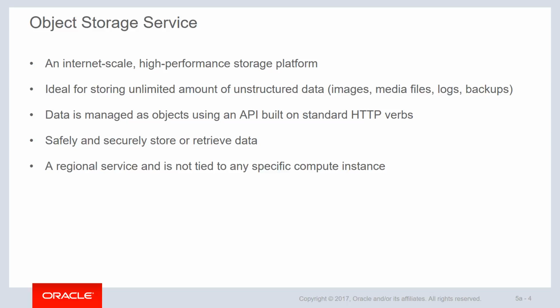With object storage, we can safely and securely store or retrieve data directly from the internet, or we can do it from within our cloud platform using multiple management interfaces that allow us to easily interact and manage storage at scale. Object storage is a regional service, so that means it's not tied to a specific compute instance or a specific availability domain. When we provision a bucket in object storage, that resource is tied to the entire region, and any data placed in that object storage bucket is automatically replicated to multiple availability domains behind the scenes to ensure the highest possible durability of the data.